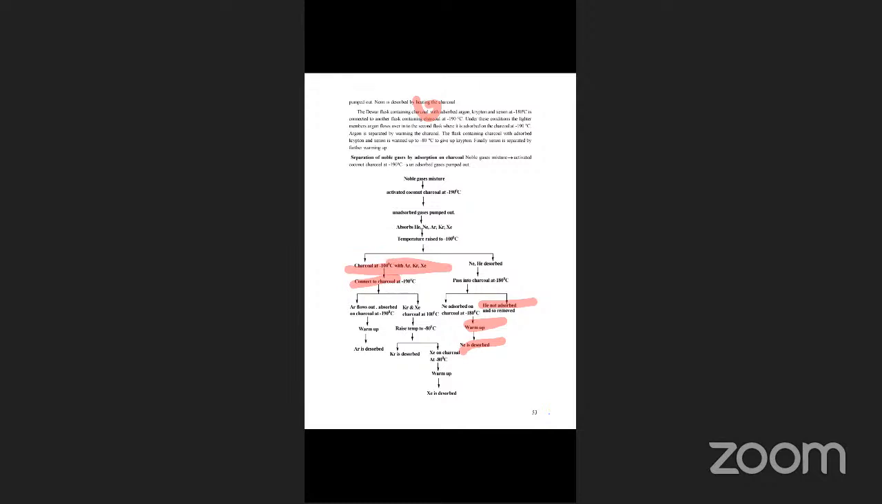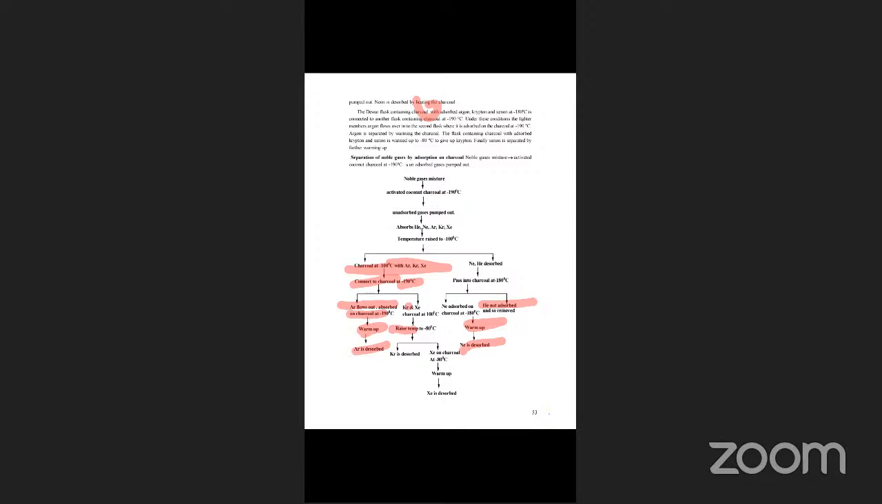Then we cool the temperature again to minus 190. So argon is adsorbed on charcoal at minus 190, and krypton, xenon stay on charcoal at minus 100 degrees. Then at minus 190 we can warm up, and argon is desorbed. Adsorption means sticking; desorbed means it has to go out. To put it simply, that is the idea.